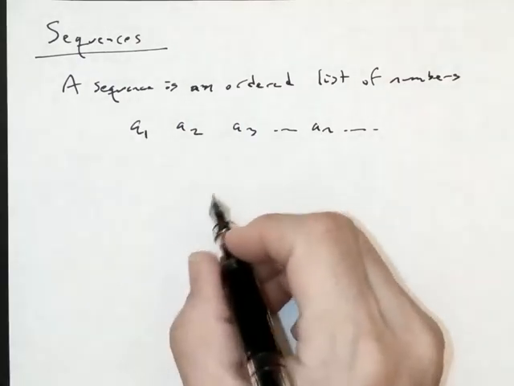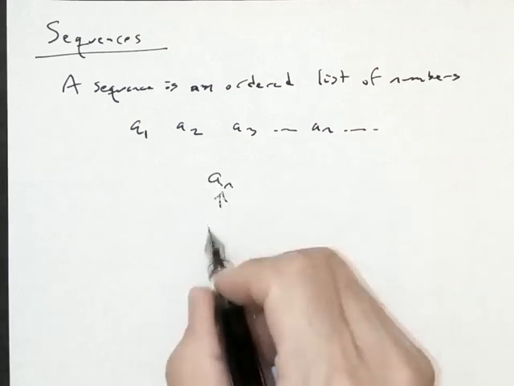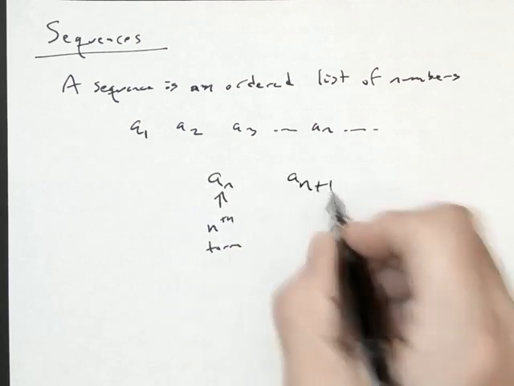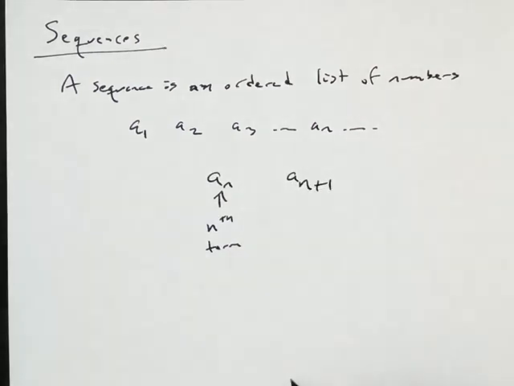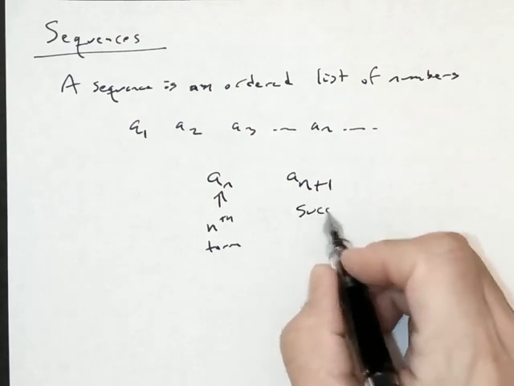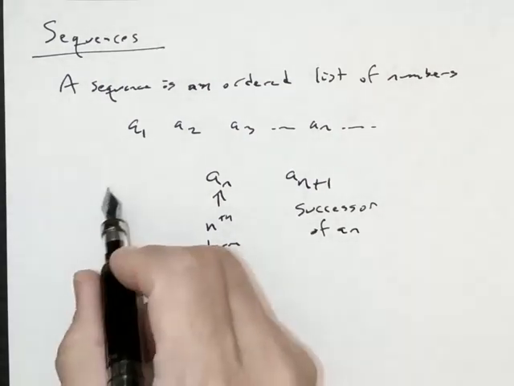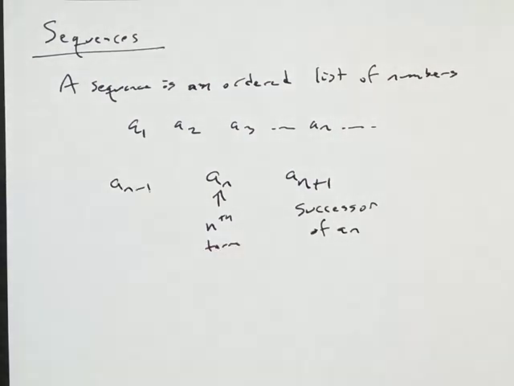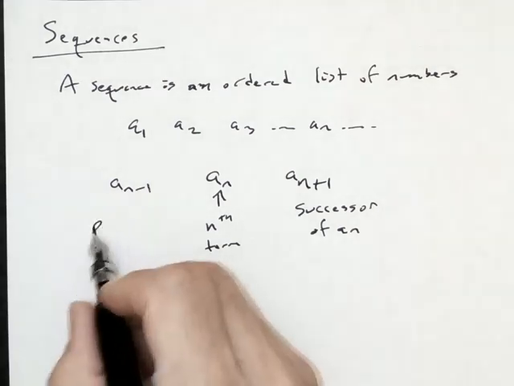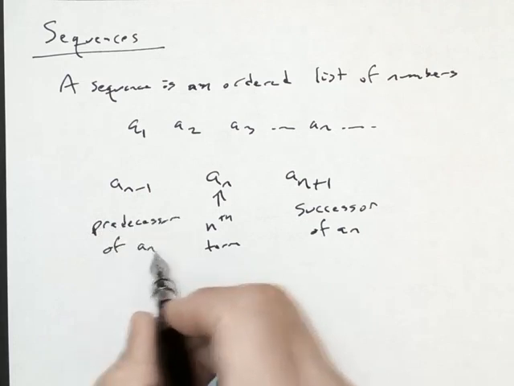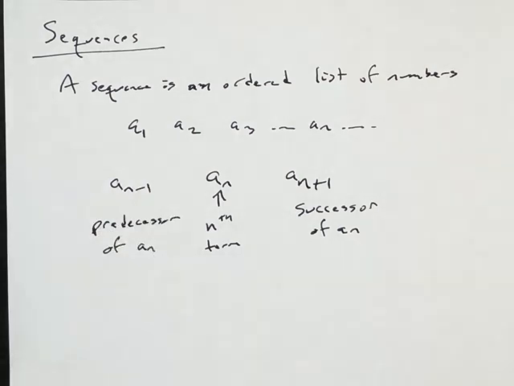Within the list, I can think of having a term. I can think of the thing that comes after it would increase my index by 1. We'll call this the successor of AN. And the thing that comes before it would decrease my index by 1. That'll be the predecessor. So every term has a successor. Every term except the first one has a predecessor.